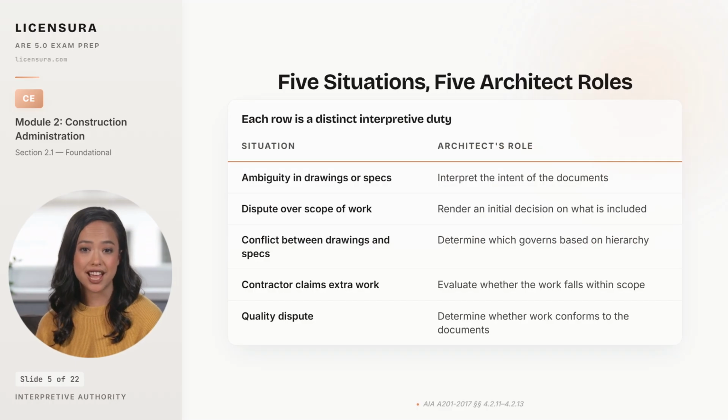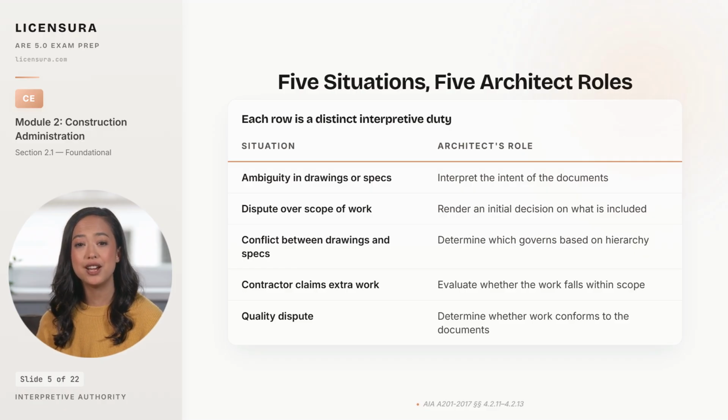5 situations exercise the architect's interpretive authority during CA. When ambiguity arises in drawings or specifications, you interpret the intent of the documents you produced, and you reduce that interpretation to writing so it cannot be selectively remembered later. When there is a dispute about whether something is in the contract scope, you render an initial decision on what was included. When drawings and specifications are in actual conflict, you determine which controls based on the document hierarchy, which is itself written into Article 1.